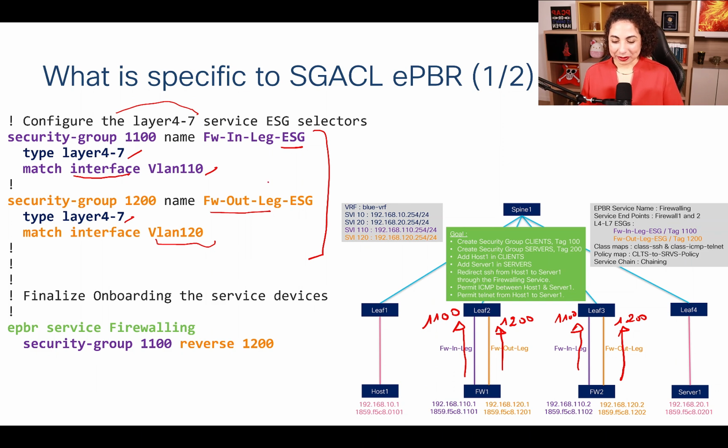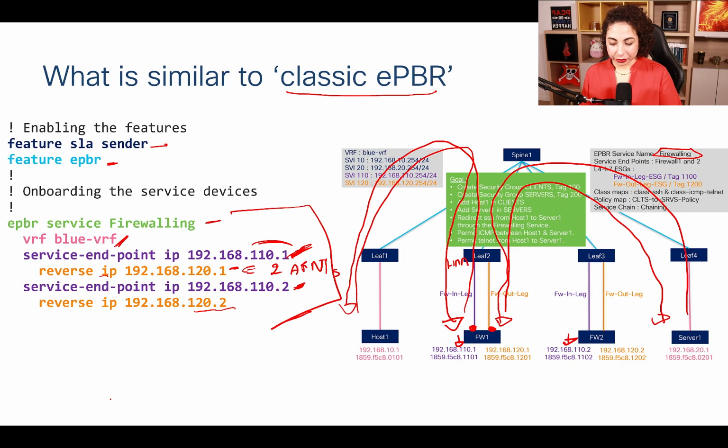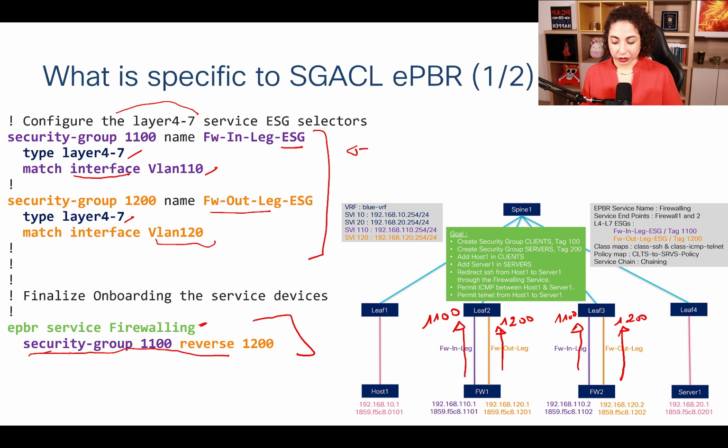So coming back to the slides. Here we have defined our ESGs. The second part is to add this line, and actually this is a crucial line inside our service firewalling. So the one that we defined inside the previous slide, where we were giving the endpoints, right? And inside here, we were missing one line that is mentioned here. Here we are saying that the service firewalling is being mapped to two security groups. The first one is 1100 and the reverse one is 1200.